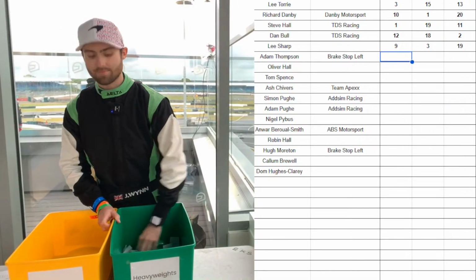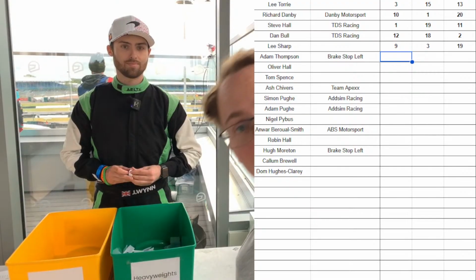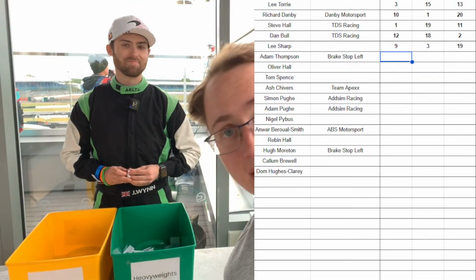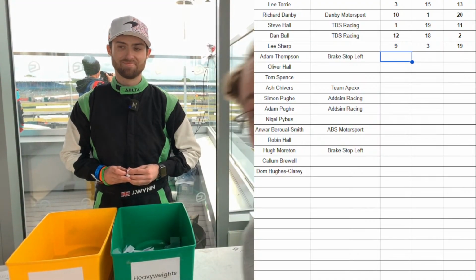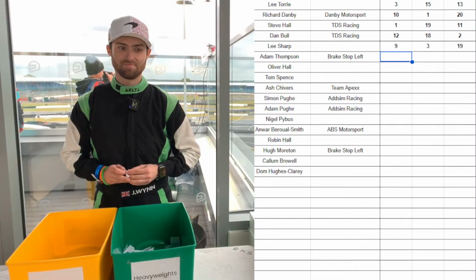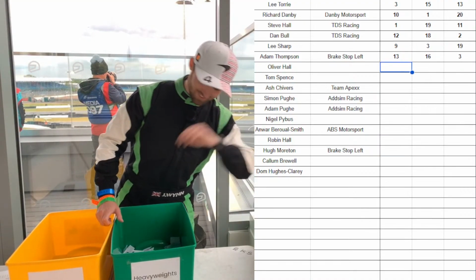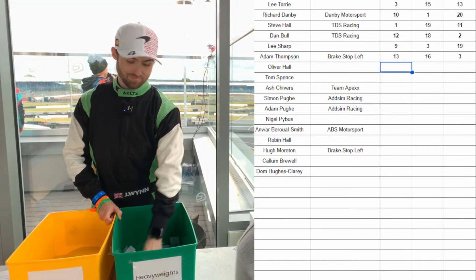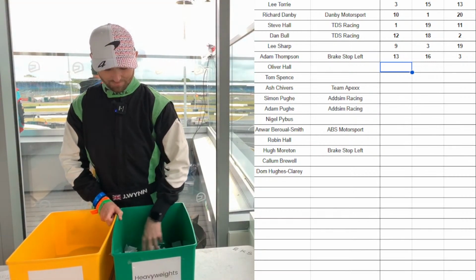Next up we have Adam Thompson, probably the most regular of regulars in the whole of EKS. There's barely an event he's missed since late 2023. There's only about 2. So very much a series regular. And Adam will be starting his first heat from 13th. So he'll be 13th for heat 1, starting in 16th for heat 2, and then all the way up in 3rd place on the grid for heat 3.